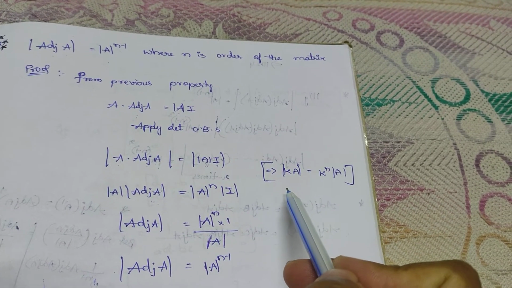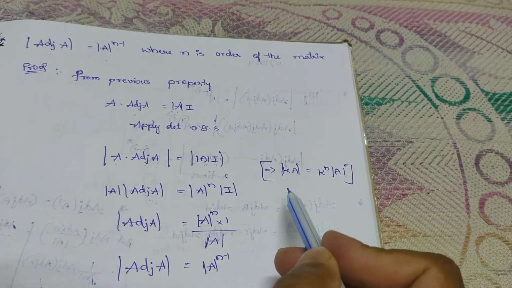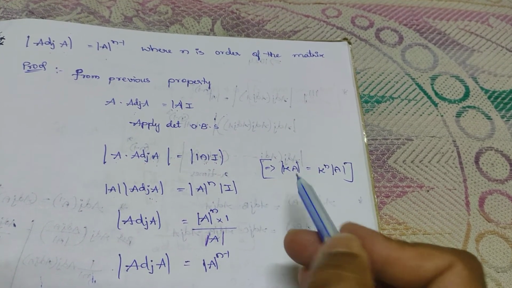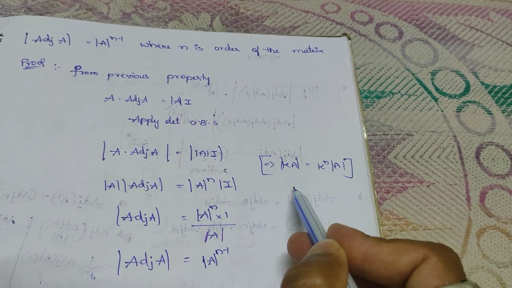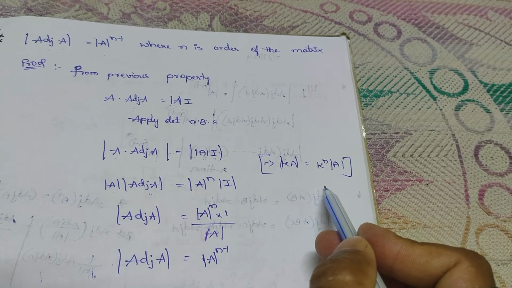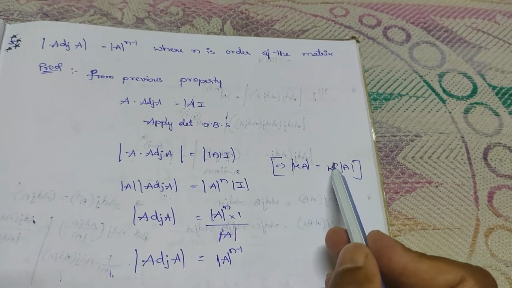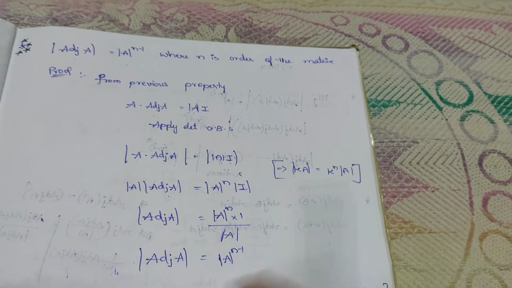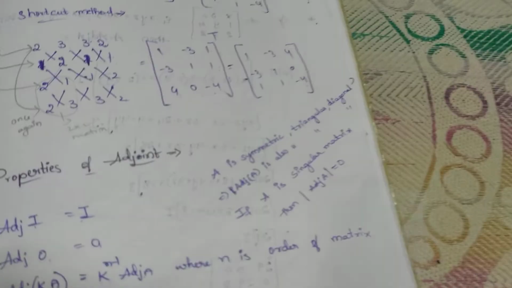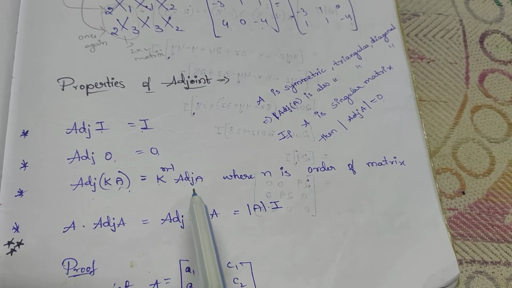Actually yesterday I gave one property, adjoint of KA is equal to K power n minus 1 into adjoint of A. Don't get confused. If it is determinant of KA, you will get K power n. If it is adjoint of KA, K power n minus 1 into adjoint of A. Don't get confused between these two formulas.